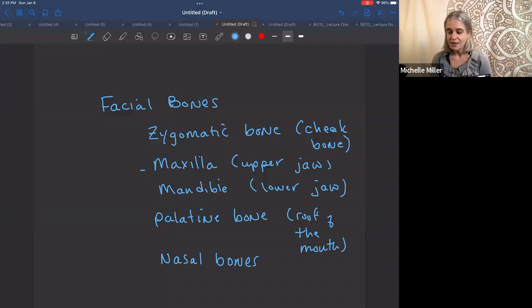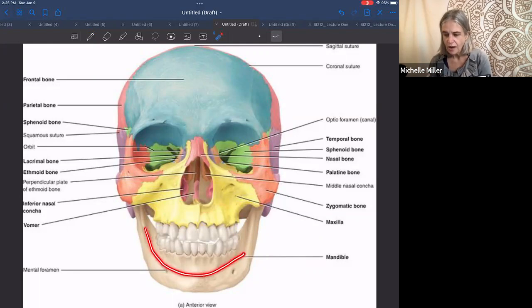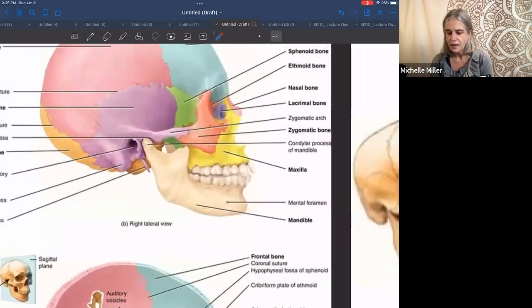So let's just look at some of these bones. So this one right here, there's actually two of them. And this right here would be the nasal bones. This is the zygomatic bone in orange here. This is your upper jaw bone. And this is your lower jaw. We can look at it from the side.